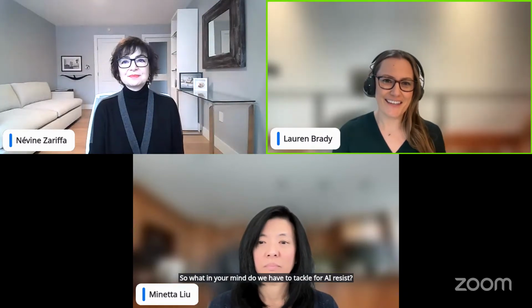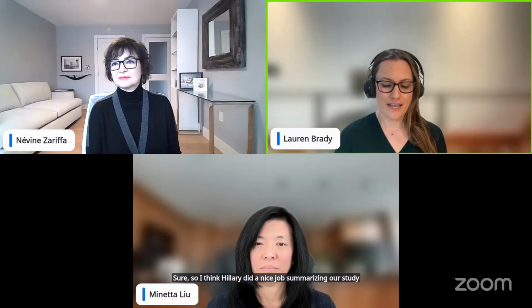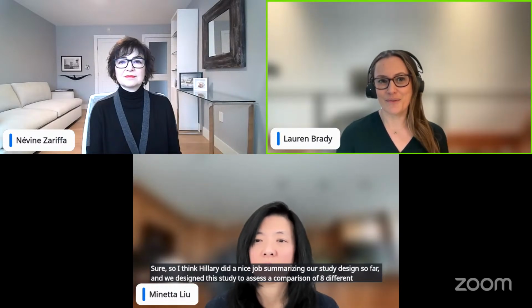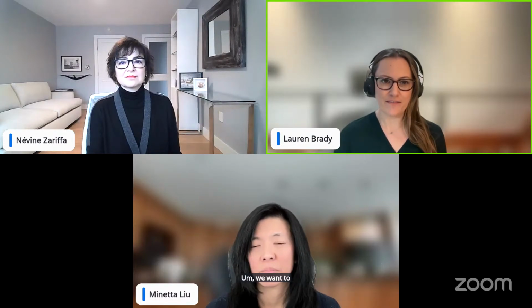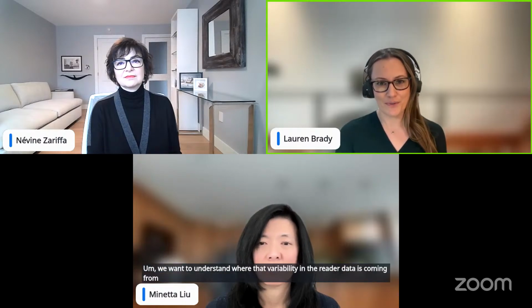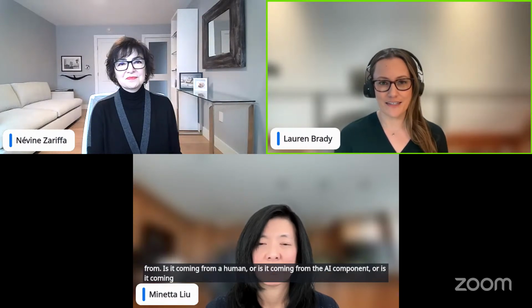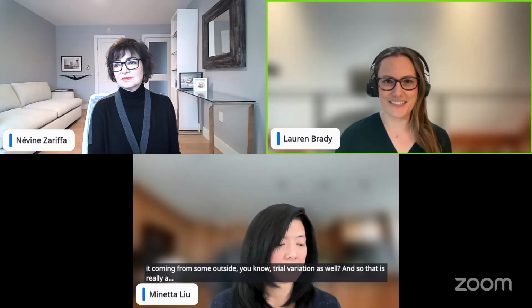Sure. So I think Hillary did a nice job summarizing our study design so far. And we designed this study to assess a comparison of 8 different AI tools, which is really interesting because we want to understand where that variability in the reader data is coming from. Is it coming from a human, or is it coming from the AI component, or is it coming from some outside trial variation as well? And so that is really a very critical part of our study design.